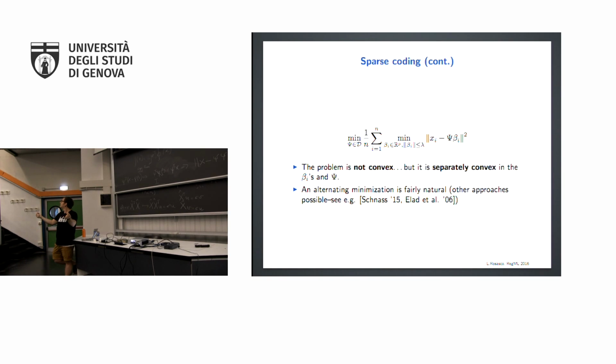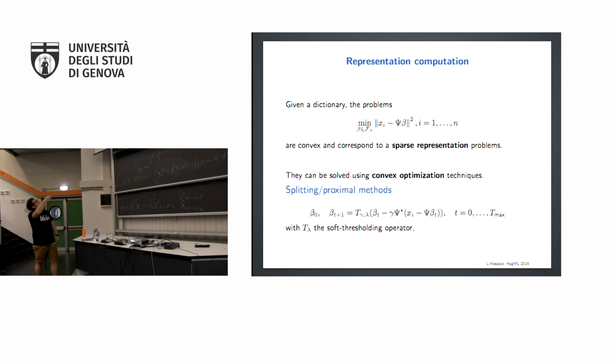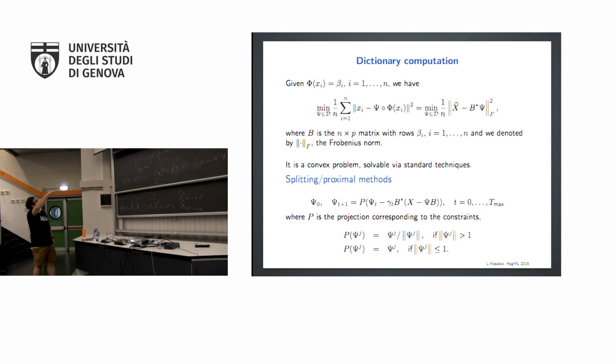You can do alternating minimization. The simplest thing you can do is you fix a dictionary, you optimize over the beta i's. We know how to do it because this is just proximal methods. Then once you find the coefficients, you go on and optimize over the psi, and you can see that it's just the least squares. It's easy. So fix a dictionary. This is just the soft thresholding that we introduced yesterday. Find the beta i's. Then you can rewrite the problem just as a least squares problem and optimize over the psi.